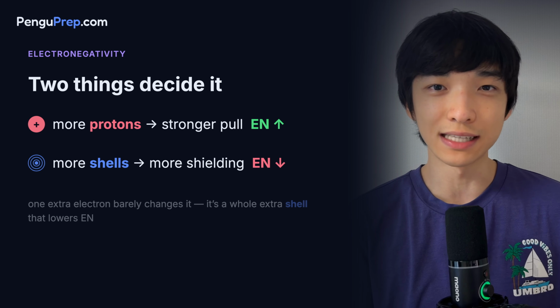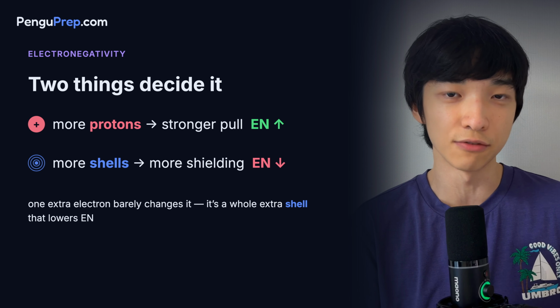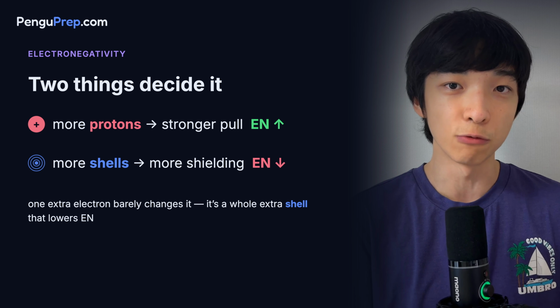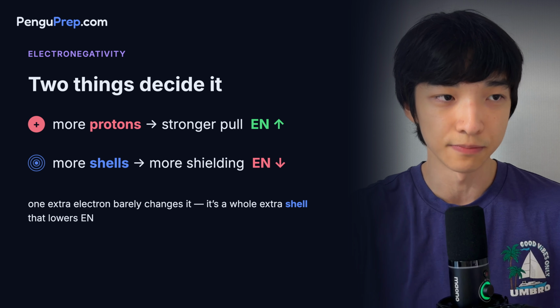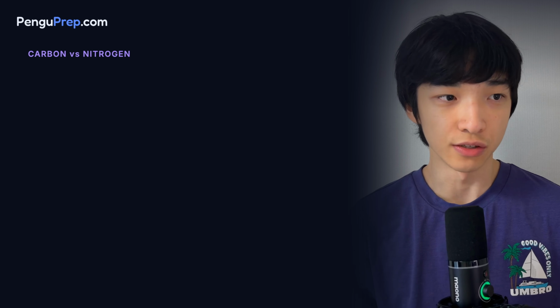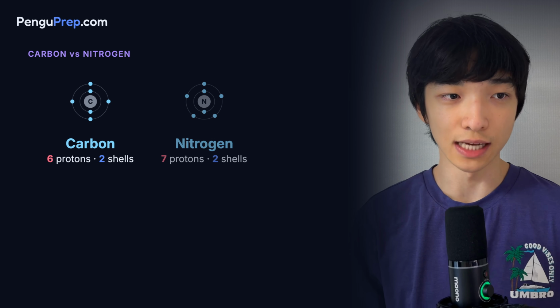Now, one thing to know though is that the addition of a single electron will have a minimal effect on the electronegativity of the atom. It is the addition of an entire shell that will reduce the electronegativity of that atom. Using these two rules, let's compare the electronegativities of carbon and nitrogen. Carbon has 6 protons and 2 shells. Nitrogen has 7 protons and 2 shells.